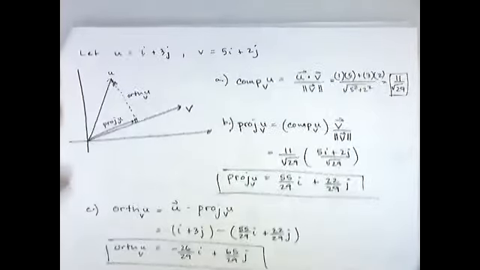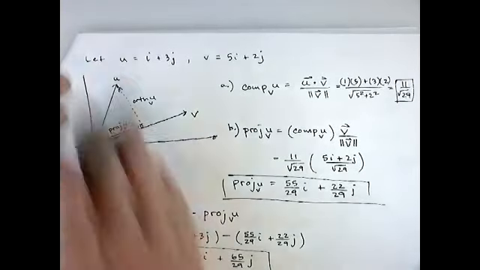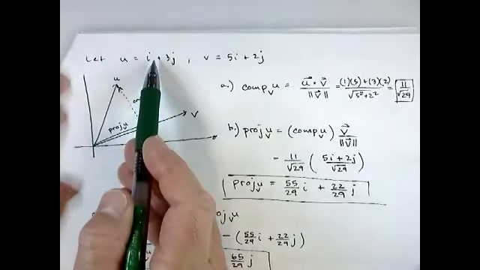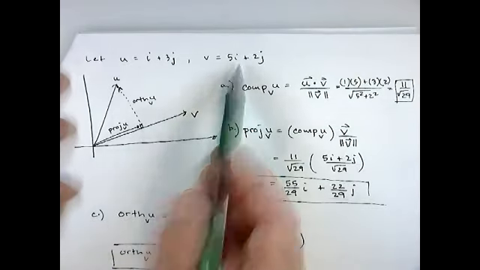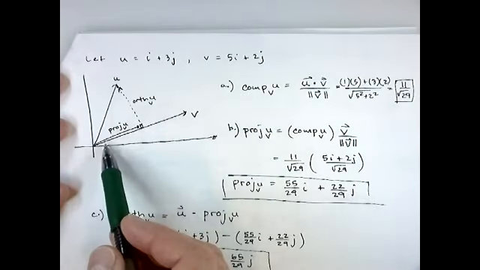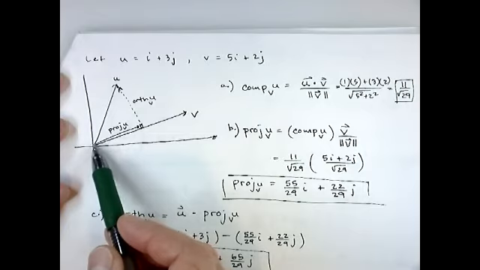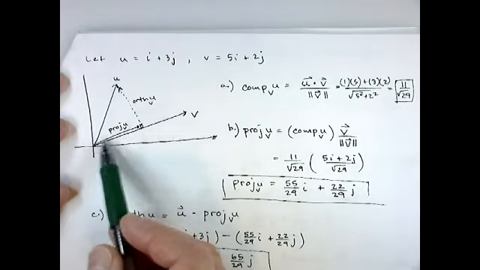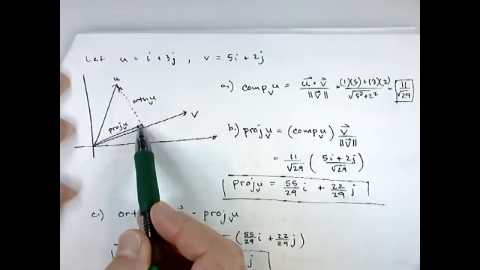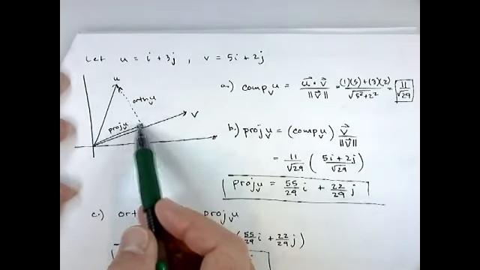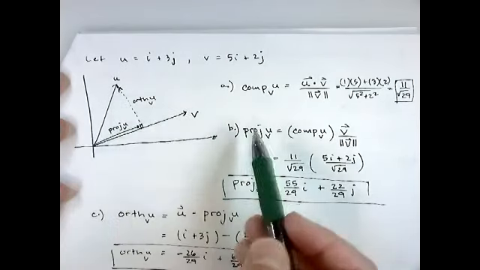Okay, so here's an example. I've got 2 vectors, u equals i plus 3j. This works with 3-dimensional vectors as well, but we're just going to do it with 2 dimensions right now. And v is 5i plus 2j. So there's an angle between them, and the projection of u onto v would be the part of u that's going in the same direction as v, and the orthogonal would be the part of u that's perpendicular to v.